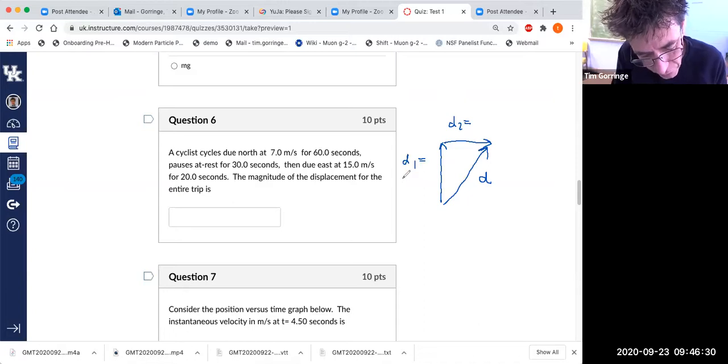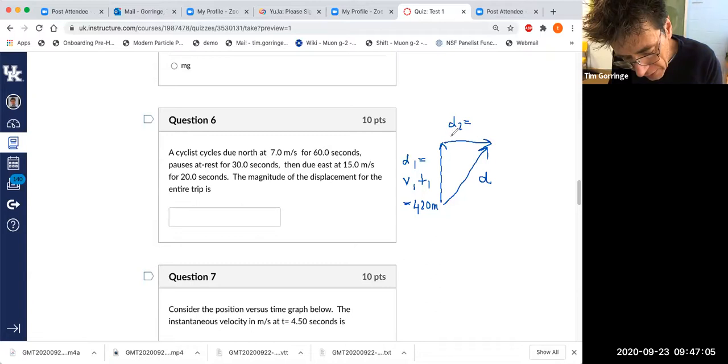The displacement for the first portion of the trip will be the speed, velocity, times the length of time. So that will be the length of this side, the distance along this side here. And if you multiply the 7 meters per second by the 60 seconds, that's 420 meters. And same sort of thing for the distance traveled in the second stage of the trip. It's the speed during the second stage times the time elapsed for the second stage. That's 15 meters per second times 20 seconds. That's 300 meters.